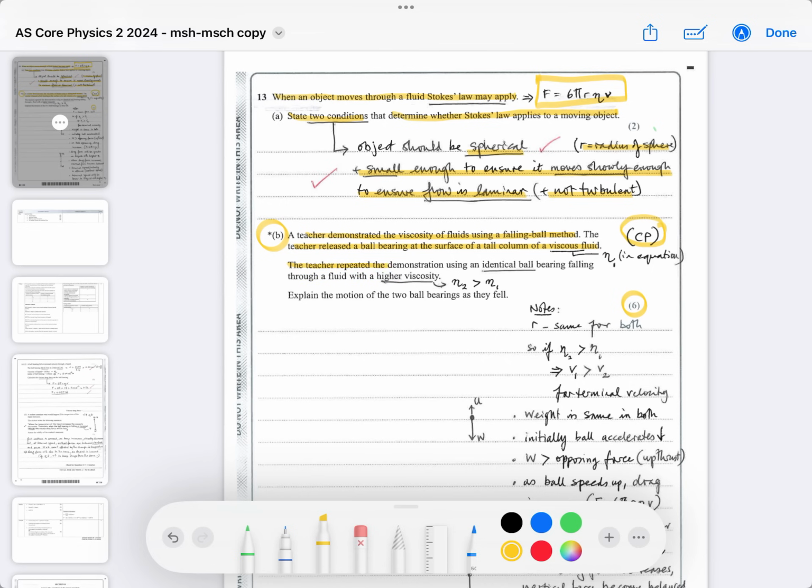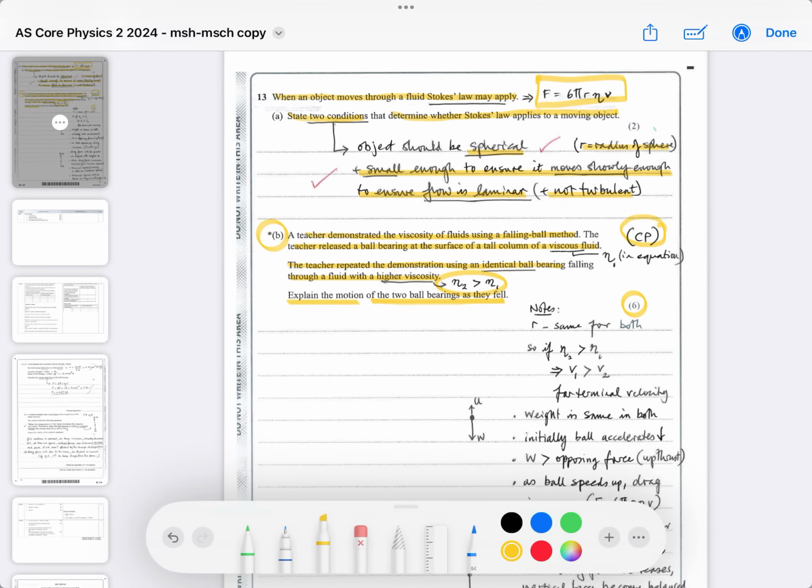The teacher repeated the demonstration using an identical ball bearing, I should say, falling through a liquid with a higher viscosity. Okay, so exactly the same radius, just eta 2 will be greater than eta 1. Explain the motion of the two ball bearings as they fell.